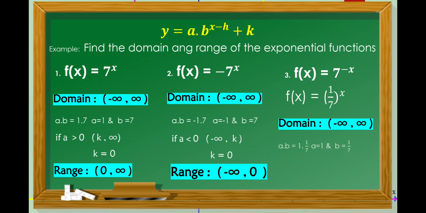So the base is 1 over 7. So that is 1 times 1 over 7, wherein the value of a is 1 and b is equal to 1 over 7. 1 over 7 is greater than 0. If a is greater than 0, then the range will be k up to positive infinity. So what's the value of k? 0. So therefore, the range is 0 to positive infinity.